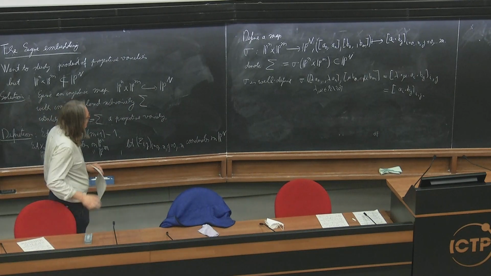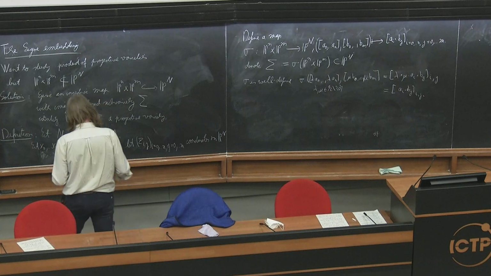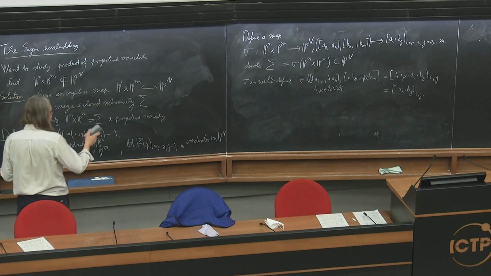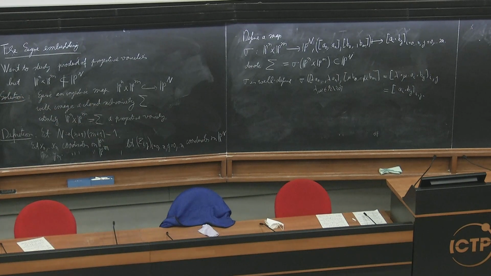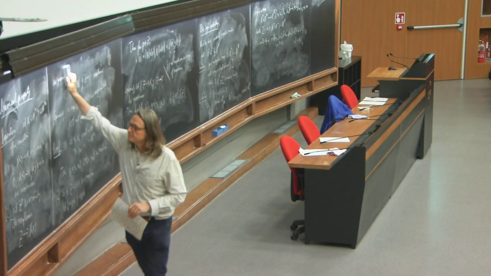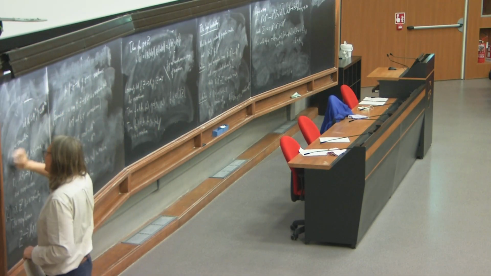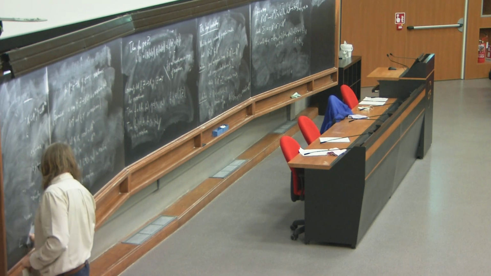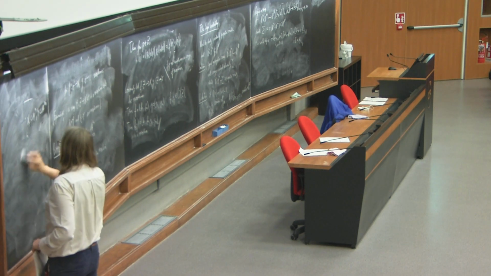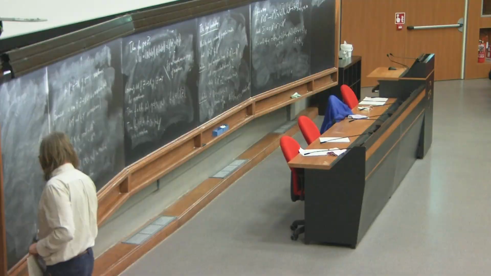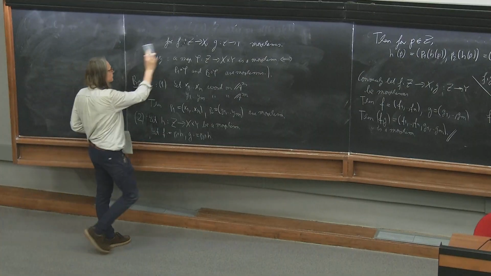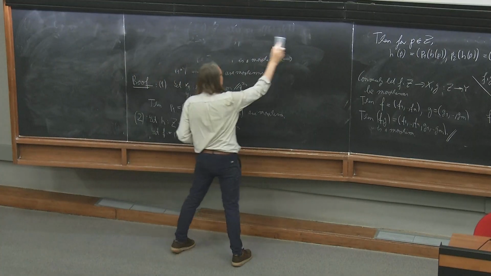Now I want to show that this Segre embedding is indeed injective and that the image is a closed subset of PN.